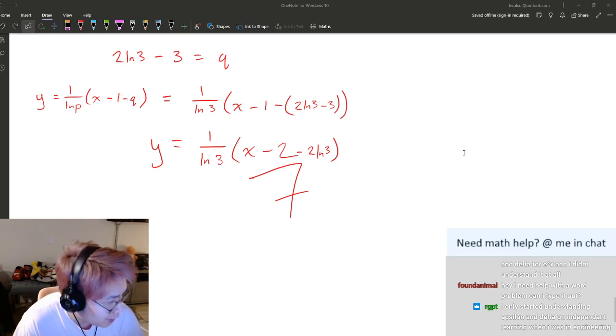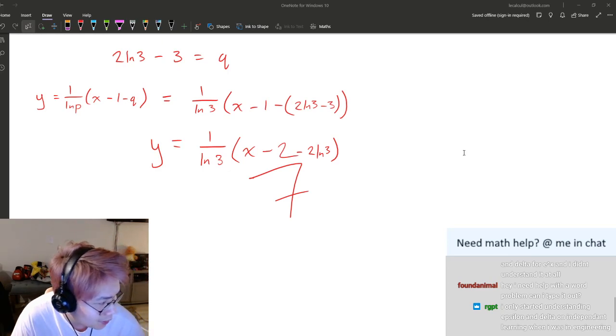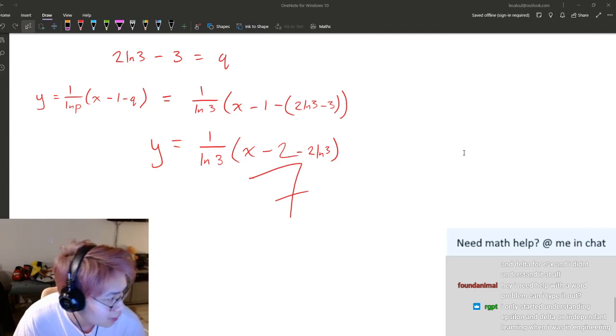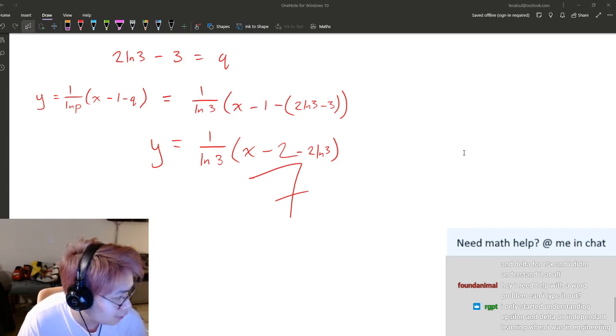Let's see. Found Animal has another question. I need help with a word problem. Can I type it out? Yeah, of course. Hopefully, it can translate well into the chat.